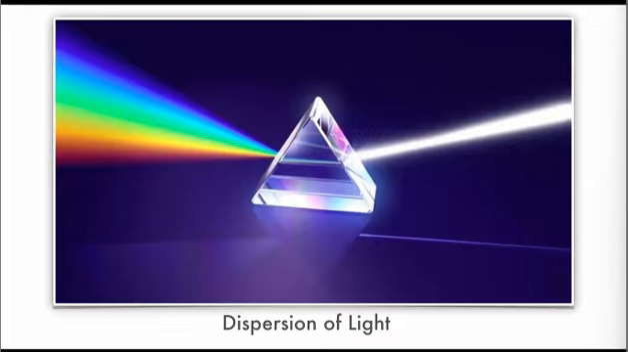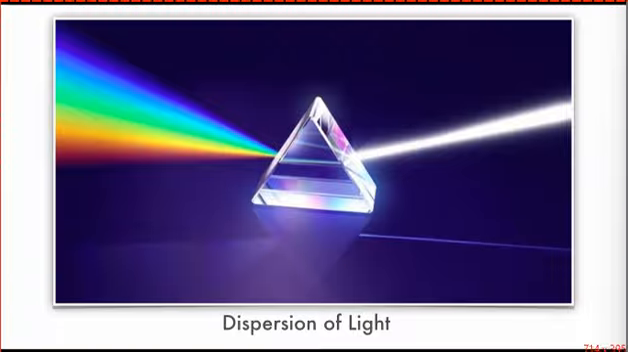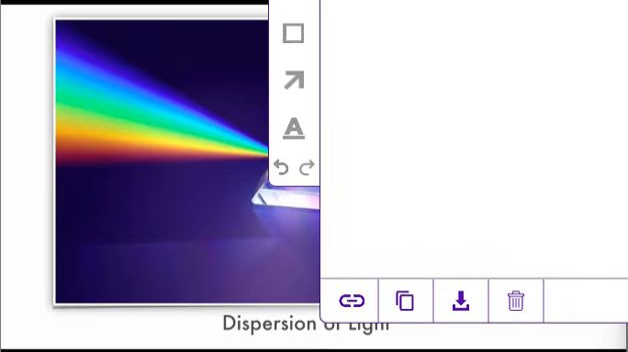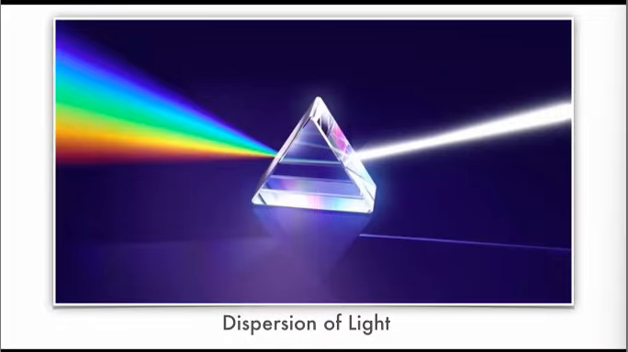I'm sure most of you have done this experiment where you pass white light, sunlight, through a glass prism. This rainbow of colors is called the spectrum of white light. It is what white light is made of. It is a composite of all these colors. So what the glass prism does is it disperses the light. Disperse means to spread out.